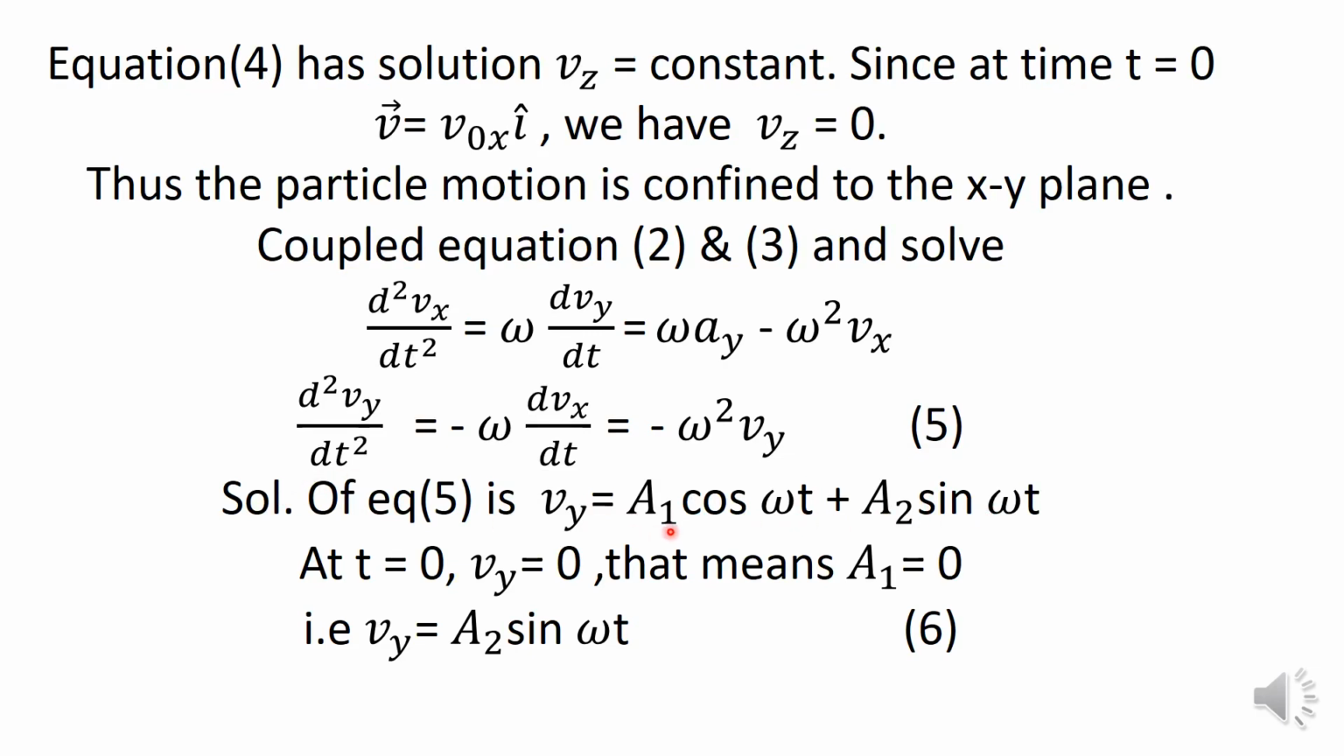Now we solve this equation for the constants a1 and a2 by applying the boundary condition, which is that at time t equal to 0, vy is equal to 0. If we apply this in the equation, cos 0 is 1 and sin 0 is equal to 0, therefore only a1 remains, that is a1 is equal to 0, and after applying the value of a1 in this equation, we find vy is equal to a2 sin omega t.